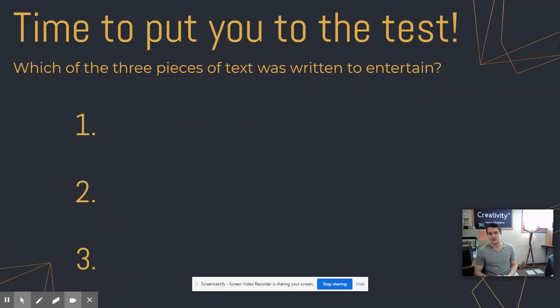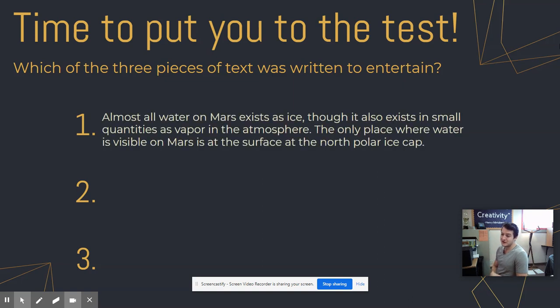This is a pretty short lesson, so I'm going to put you to the test right now. We have an understanding on what it means to entertain. So now I'm going to read 3 short pieces of text. It's up to you to listen and see if you can figure out which one was written to entertain the reader. Here we go. Number 1.